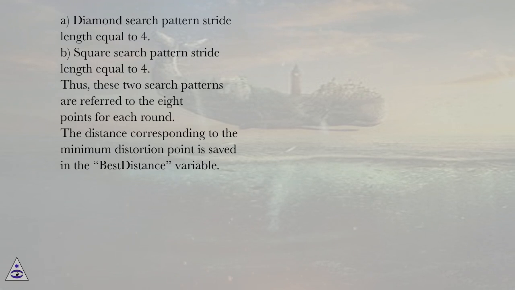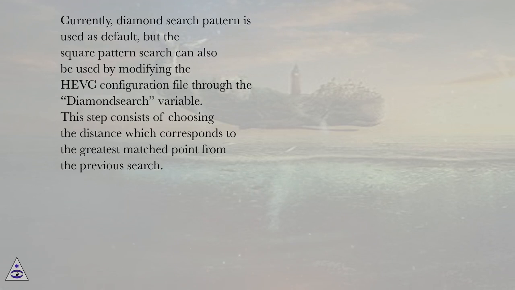Thus, these two search patterns refer to 8 points for each round. The distance corresponding to the minimum distortion point is saved in the best distance variable. Currently, the diamond search pattern is used as default, but the square pattern search can also be used by modifying the HEVC configuration file through the diamond search variable.